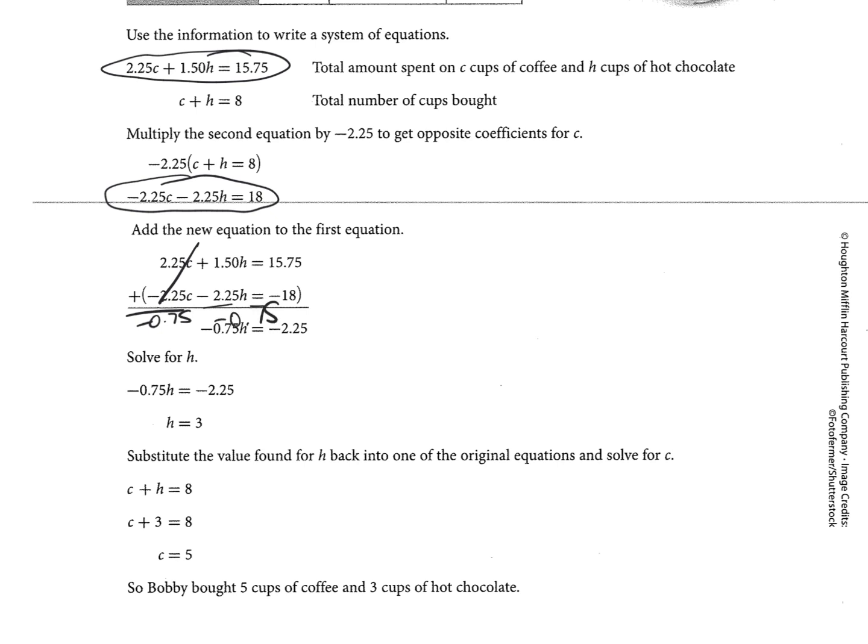And they end up with h is 3. When solving systems of equations, we have to find both variables. So now that we know that the hot chocolate, there were 3 cups, we have to figure out how many cups of coffee. So we can plug that 3 back into the original equations, and you can see here the h was swapped out with the 3, and then we can tell that we need 5 cups of coffee and 3 cups of hot chocolate to have 8 cups total.